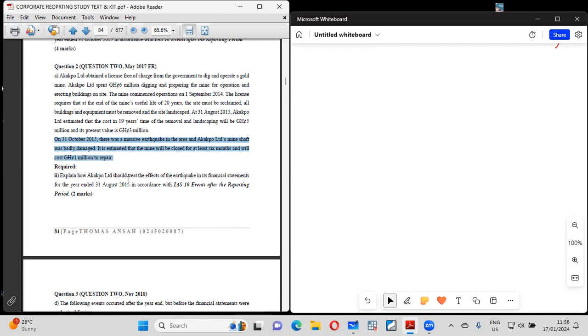Explain how you should treat the effect of the earthquake. We weren't even asked to talk about the present value of the dismantling cost, but rather the effect of the earthquake. Well, it's a non-adjusting event, and you must disclose. All right, so take note of that.